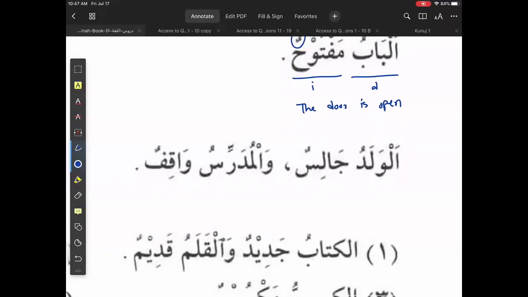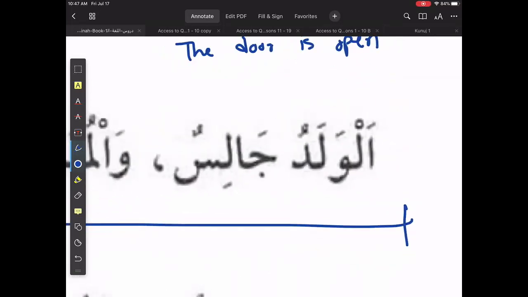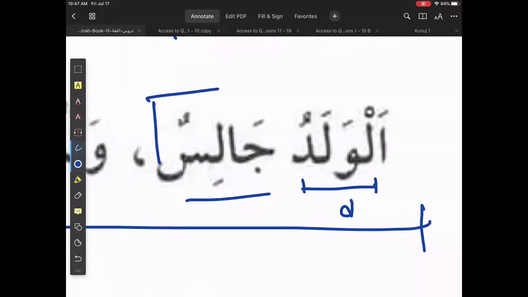So here looks like we have a big sentence, right? We're getting into big business, but let's see what we can do. Al-waladu, what is al-waladu? First of all, is it definite or indefinite? Yes, definite. And jalisun, we don't know what it means, but is it indefinite or definite? Jalisun, this word? Indefinite.